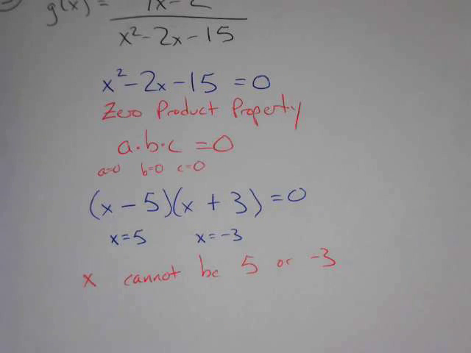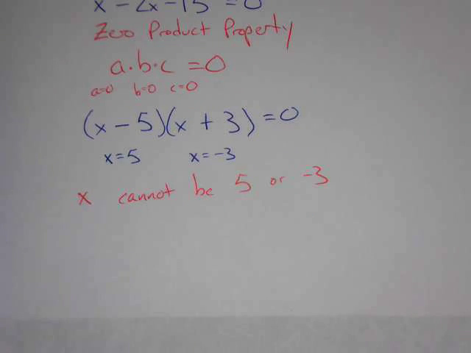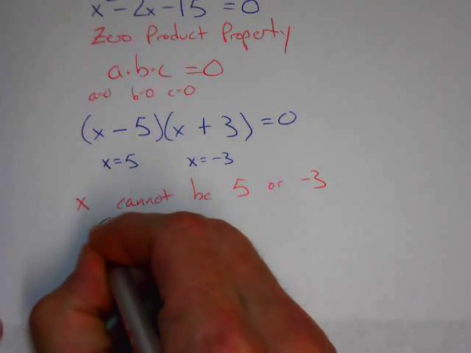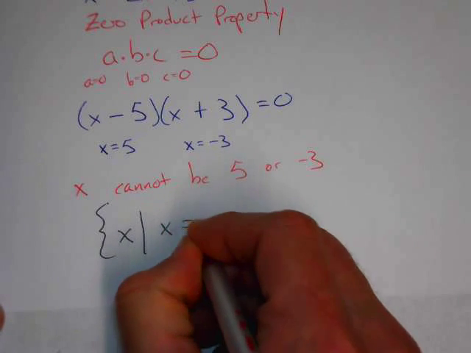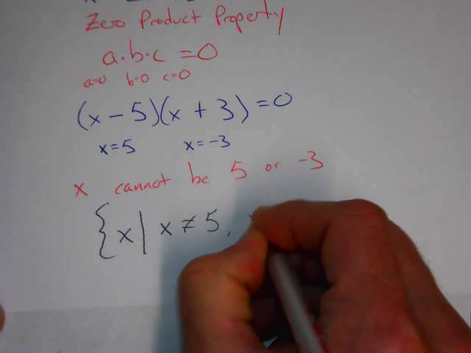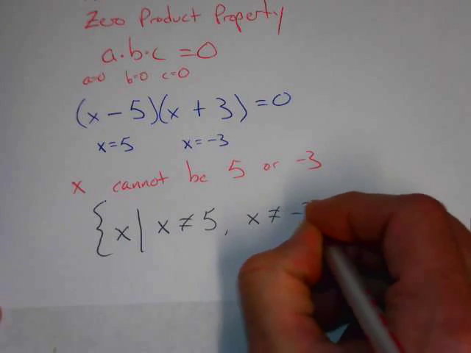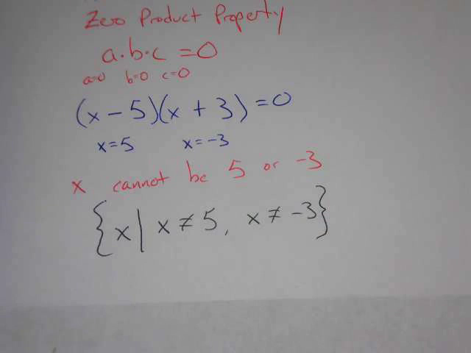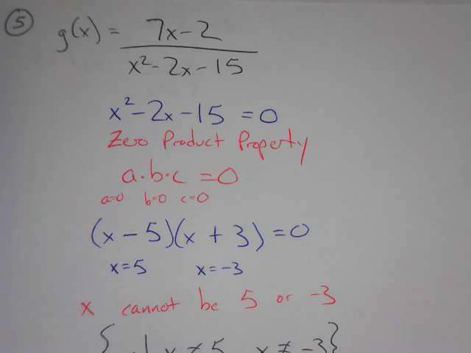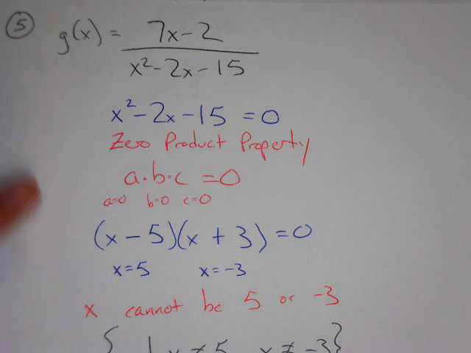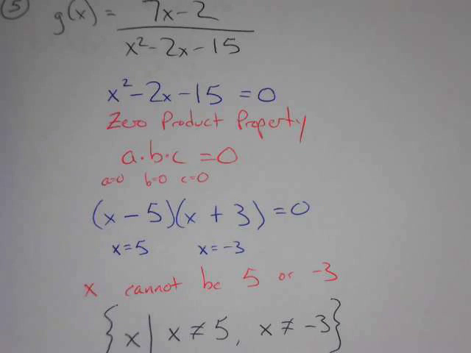And now we get into, well, how would that look in set builder notation? Okay, so set builder notation, we got our funky looking symbol. And x cannot equal 5, and x cannot equal negative 3. So we use set builder notation to say, for all the x's, there's our restriction. And that's how that works. So basically what we're doing, if you haven't caught on yet, is setting the denominator equal to 0 and seeing what happens.